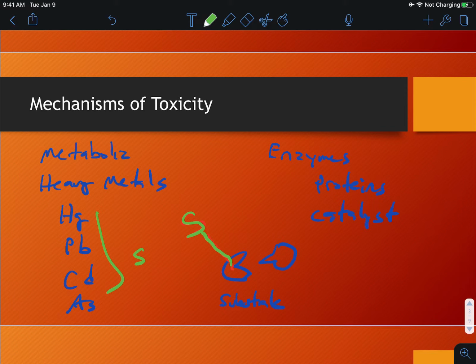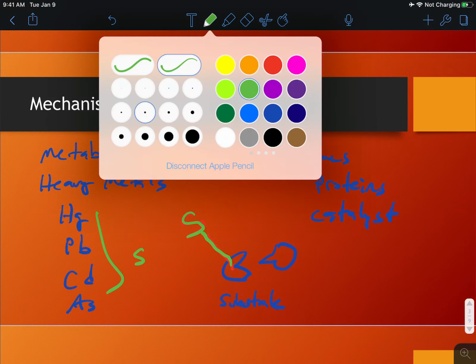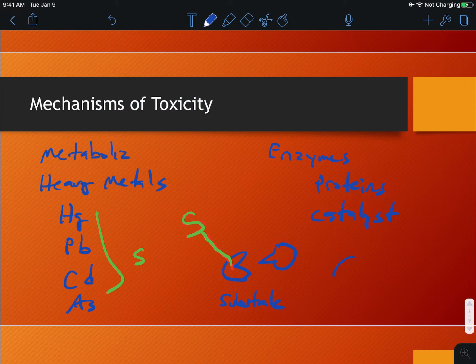And what it does when it binds to it, it kind of changes it. It changes that enzyme structure, and it no longer is now able to bind what it was supposed to bind and renders it ineffective. So that's one way in which these work. This is just one example of the mechanism.